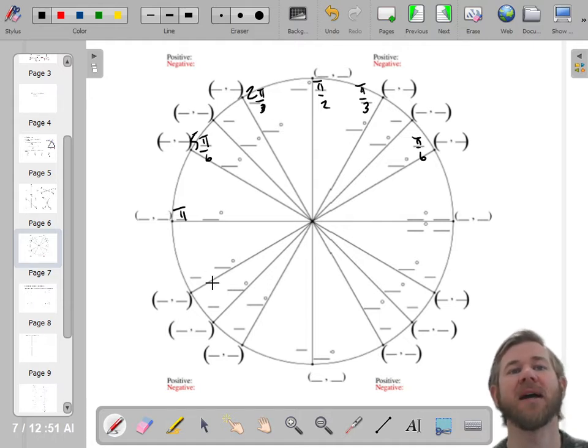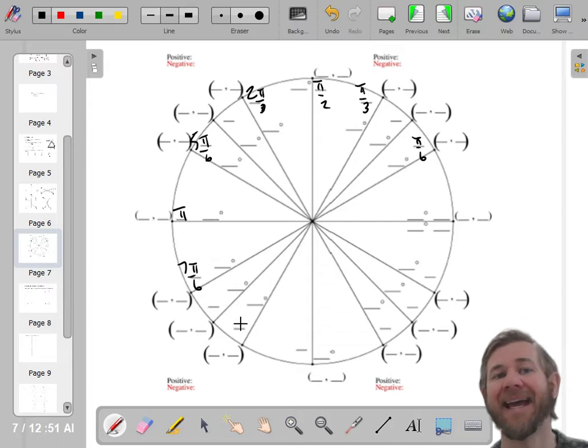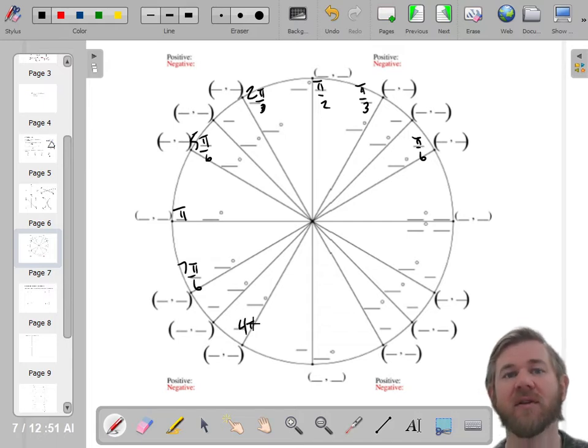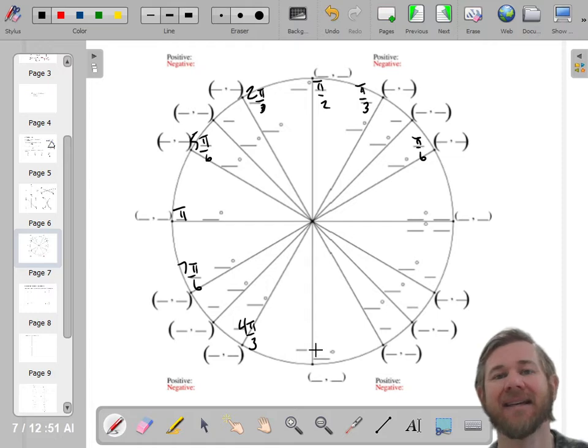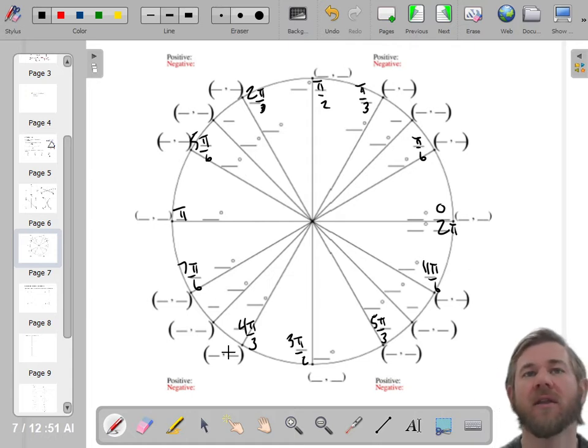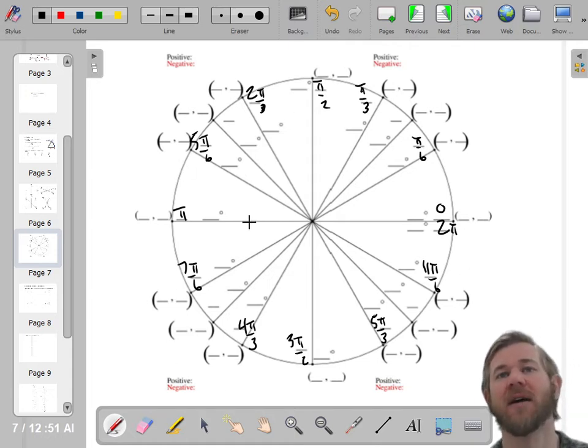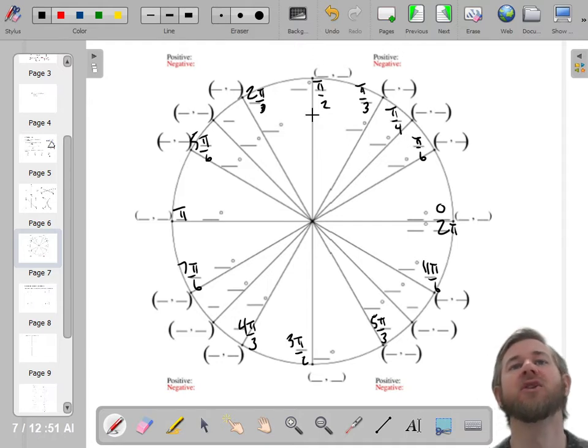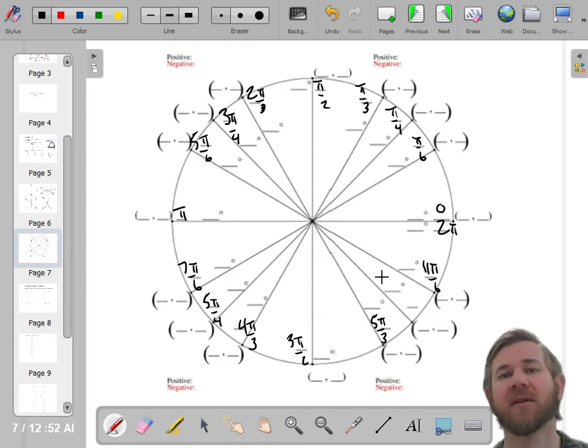6 over 6 is pi. 7 over 6. 8 over 6, 8/6 is 4/3, so 4 pi over 3. 9/6 is 3/2. 10/6, 5/3. 11/6. And then this would be 0 or 12/6, which is 2 pi. So that gets you all your 30, 60, 90s, but we still need to get the 45s. So this is 1 pi over 4, 2 pi over 4, pi over 2, 3 pi over 4, 4 pi over 4, 5 pi over 4, 6 pi over 4, 7 pi over 4.